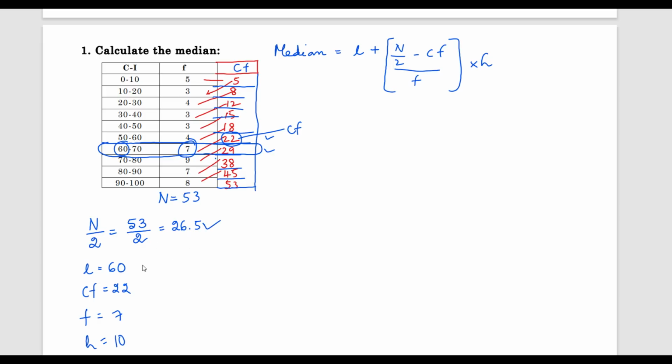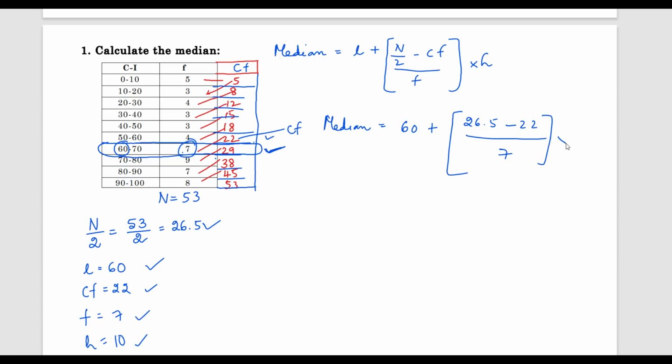Now we have the N by 2 value, L value, CF value, frequency value and the class size. How to find the CF? In the cumulative frequency column, the value above the median class is the CF, and this is the f value. Now median equals L, which is 60, plus N by 2, which is 26.5, minus CF, which is 22, by f, which is 7, into h, which is 10.